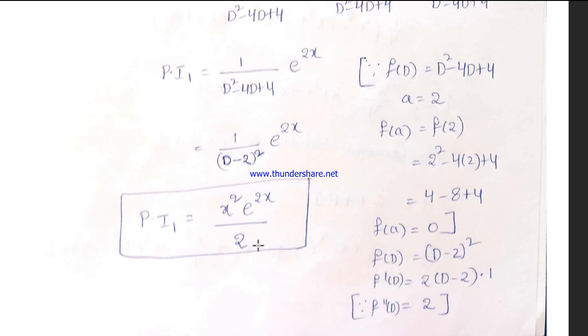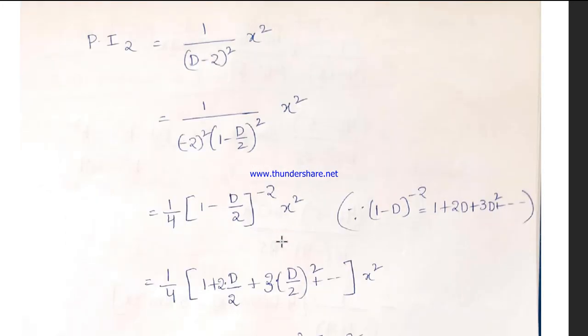So simply you can get the particular integral if f of a equal to 0. So next one is PI2, that is x power k form: 1 by (D minus 2) whole square into x square. So you need to write in the form of 1 plus or minus phi of D, but here the constant is 2, that is D minus 2 is there. So you need to write 1 minus, so that's why minus 2 common, it is whole square is there, we get minus 2 whole square.